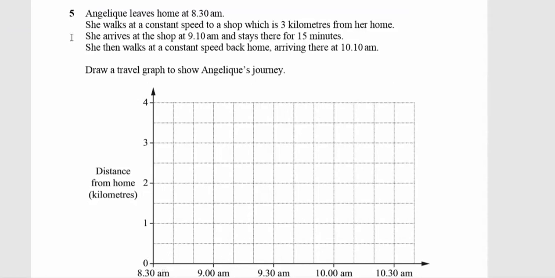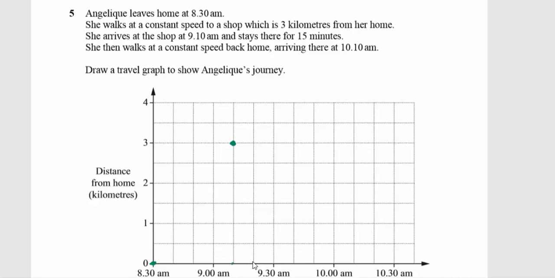Okay, and she walks at a constant speed to the shops, 3 kilometers. She starts here and she arrives at the shops by 9:10. 9 is here. 9:10, 9:20, 9:30. So 9:10 is here. By 9:10, she goes 3 kilometers. So this is where she arrived by 9:10 and stays there for 15 minutes.